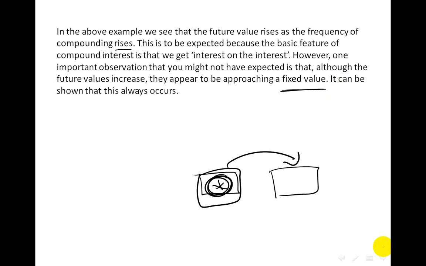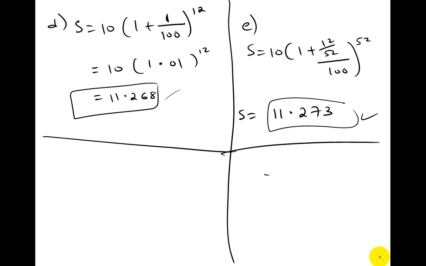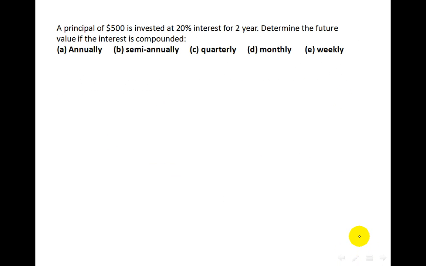I'll give you one question that I want you to try by yourself. A principal of $500 is invested at 20% interest for 20 years. Determine the future value if the interest is compounded annually, semi-annually, quarterly, monthly, or weekly. If you have any doubt or problem, please ask me.